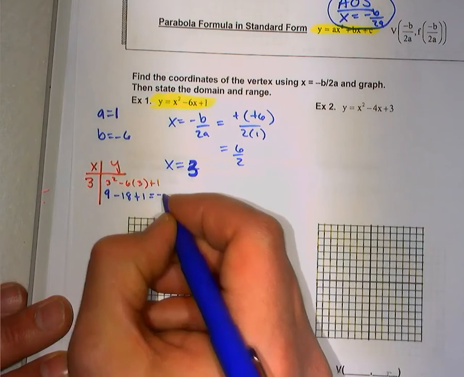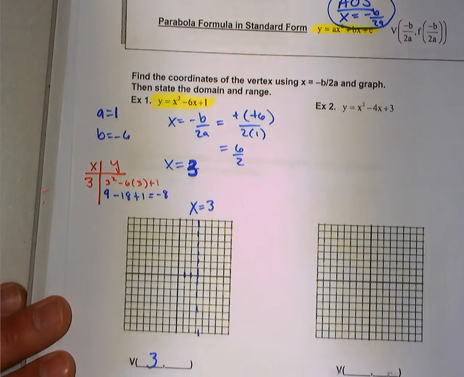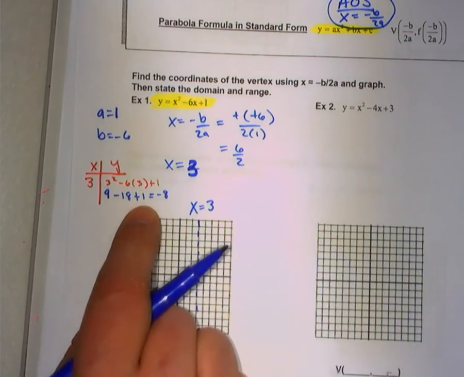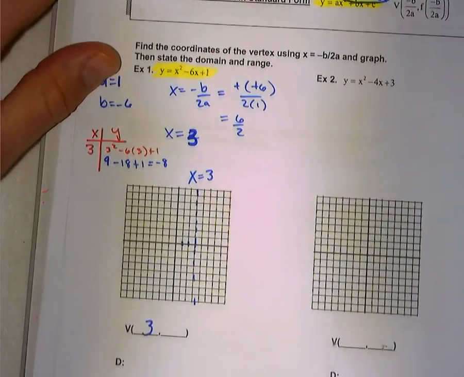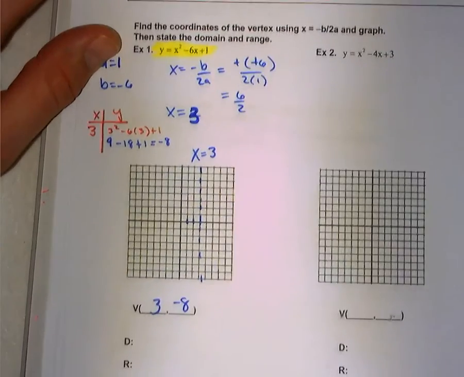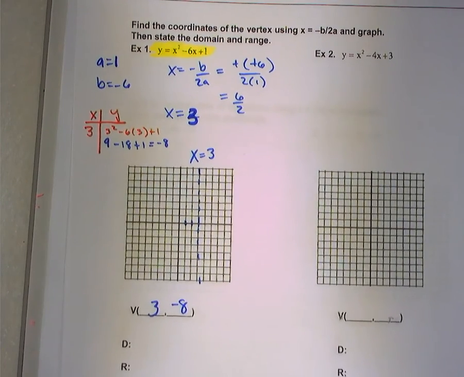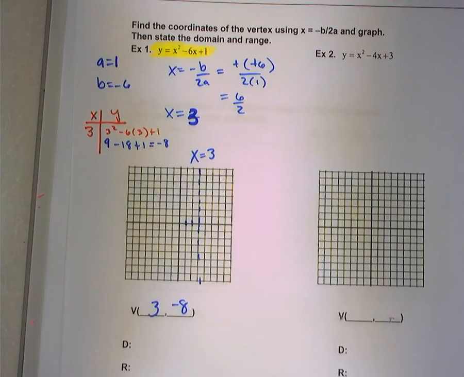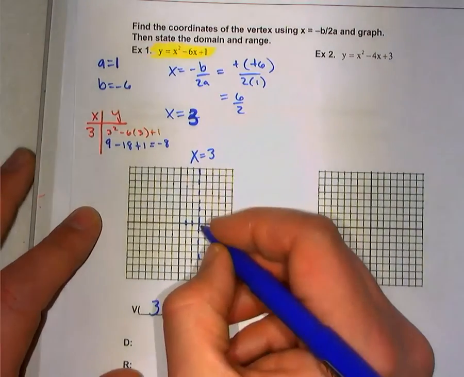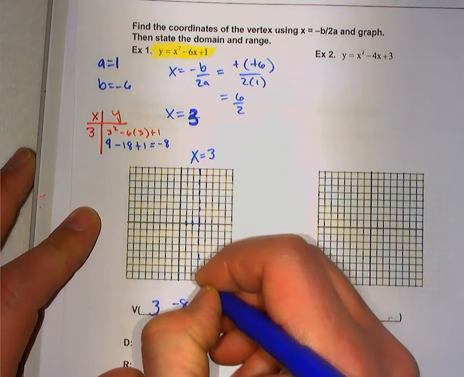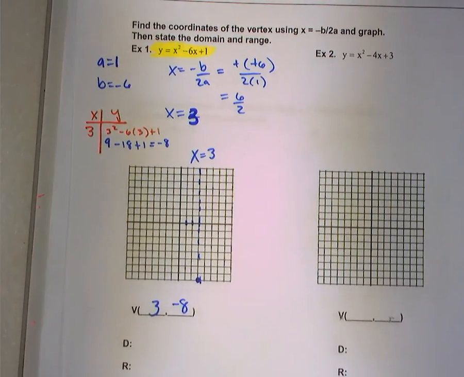Negative 8. Is that okay? So 9 minus 18 is negative 9, and then plus 1 is negative 8. So there's my vertex. You can also do that in the calculator. If you really need the calculator, go ahead and use it. Just make sure when you square any negative numbers, you get a positive. So I count down 1, 2, 3, 4, 5, 6, 7, 8, and there's my vertex at the very bottom of this graph.